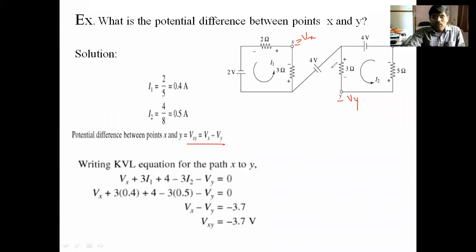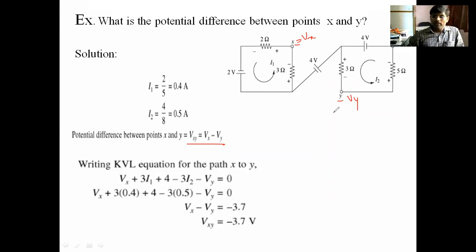So whenever you want to find the potential difference between 2 points, you must know the voltage drop across the different elements present between those 2 points.